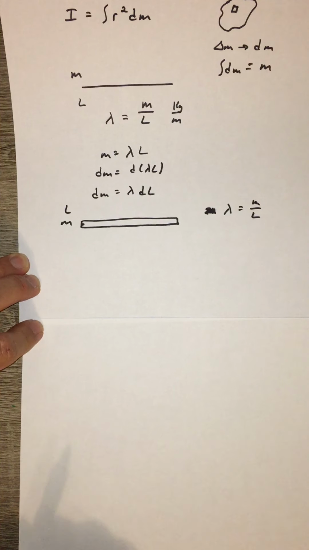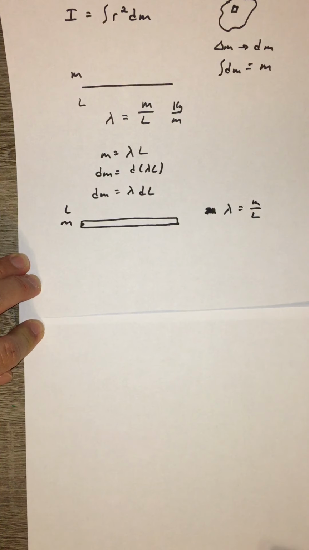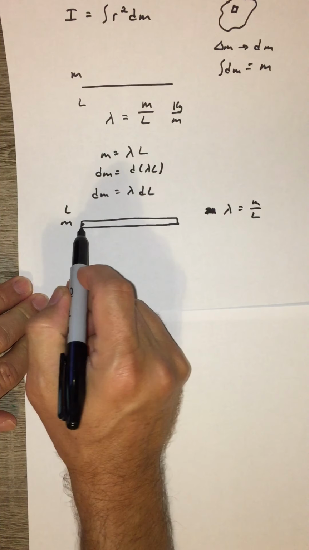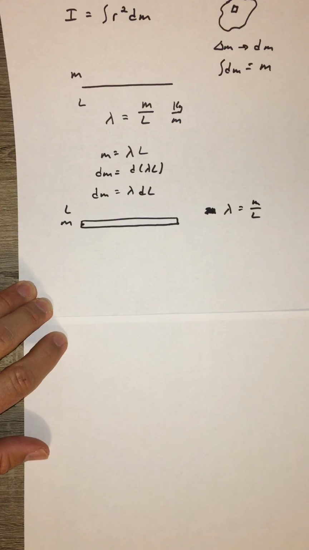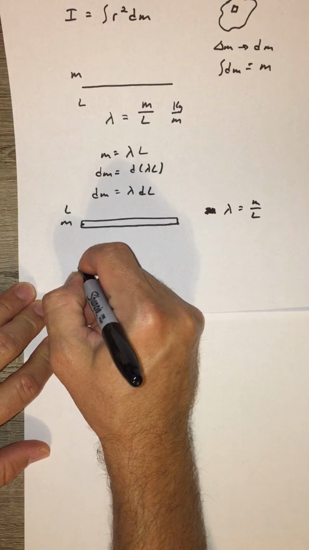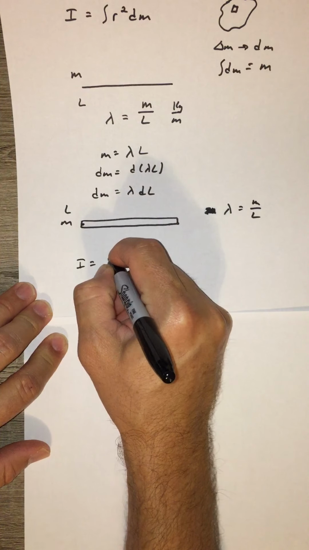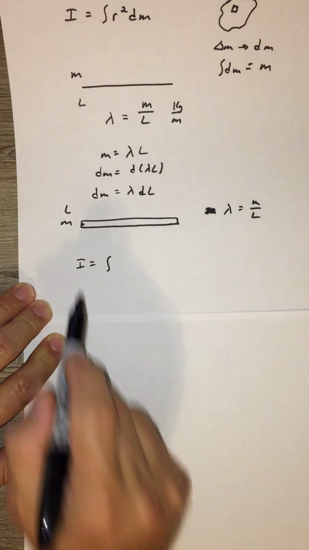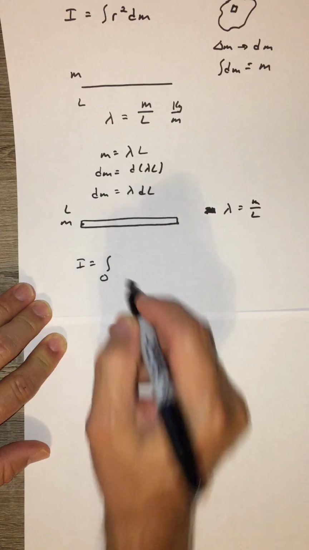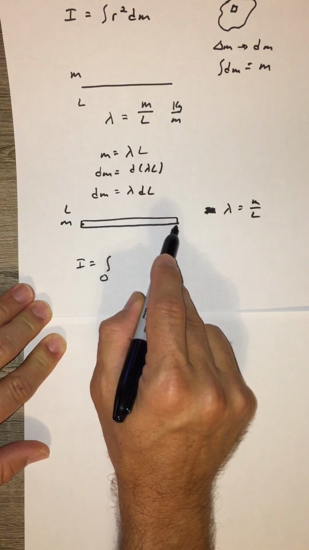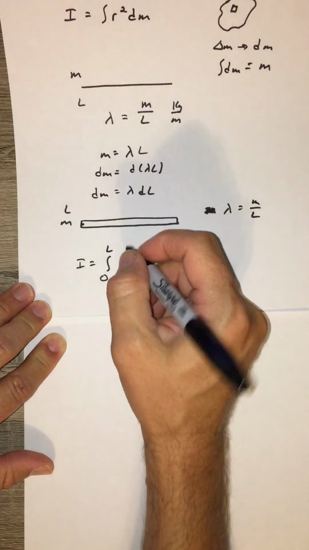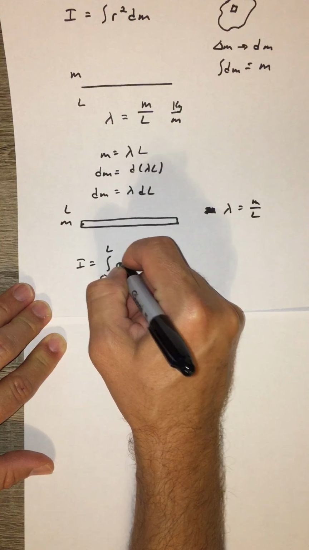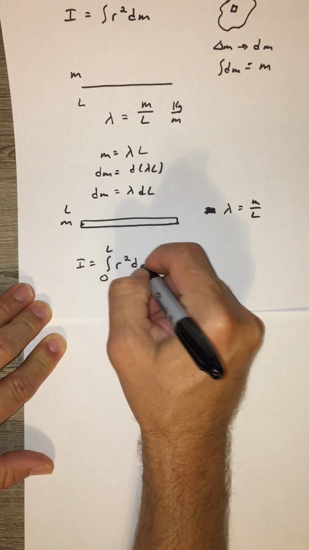Well, first of all, I'm going to set up a coordinate system. I'm probably going to put my origin over here, where my point of summation is, which means then I'm going to set up my integral as a definite integral from this point, which I'm going to call 0, to this point, which is a length L away from 0. I might as well call that L. Of this r squared dm.